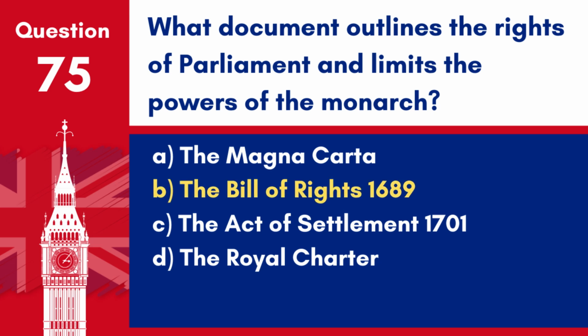Answer: B. The Bill of Rights 1689. The Bill of Rights 1689 is a landmark act in the UK that sets out certain basic civil rights and clarifies who would be next to inherit the crown. It limits the powers of the monarch and sets out the rights of Parliament.